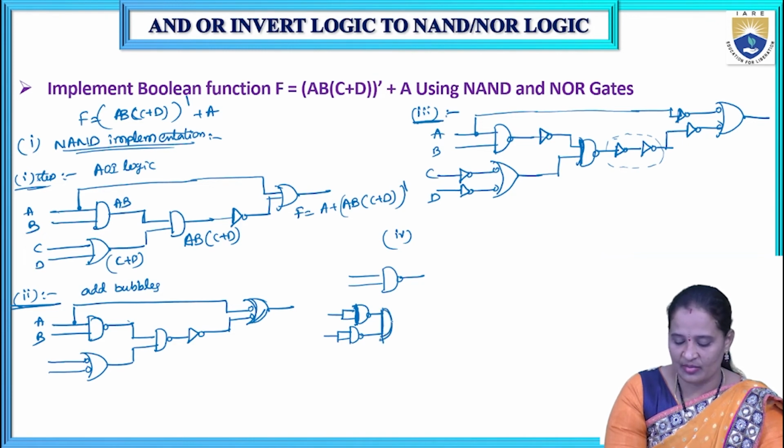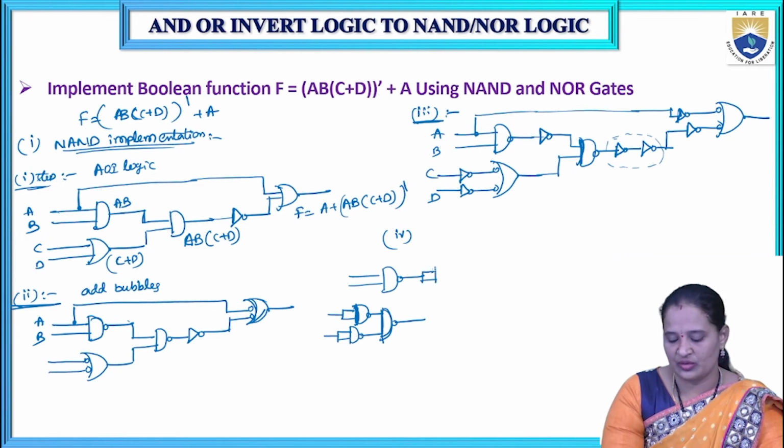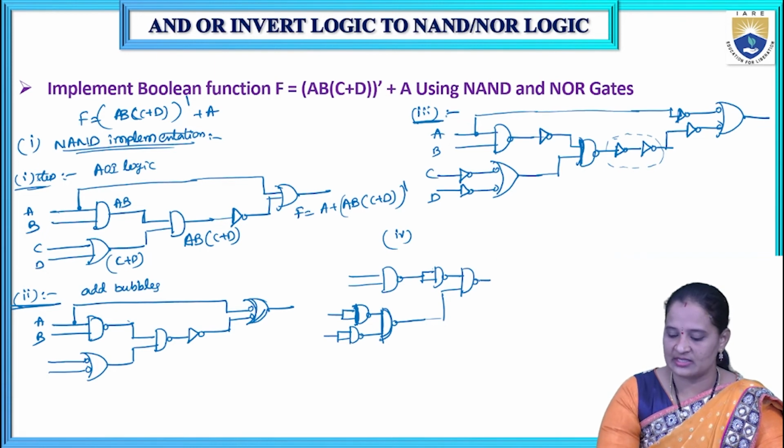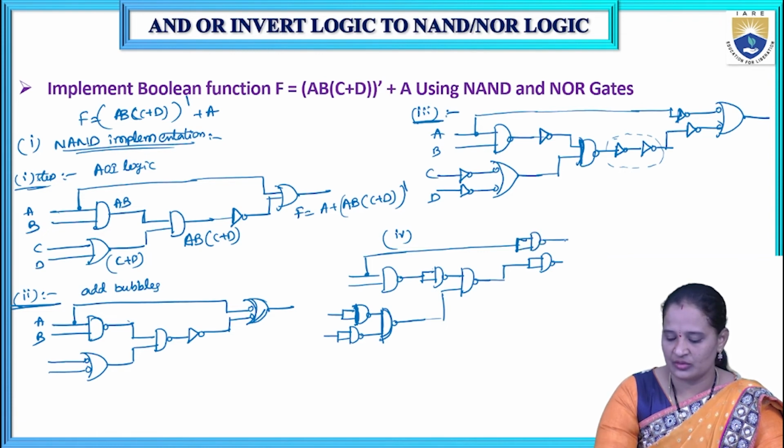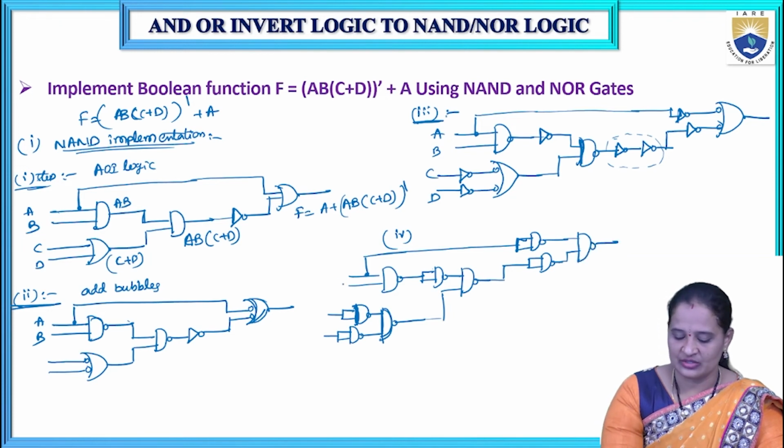We need to replace that bubble OR gate with a NAND gate, and anyhow we have an inverter here, so we need to use an AND gate. Then this line is eliminated, this double inversion is eliminated, and this inverter should be replaced with a NAND gate. And we have one more line which again has an inverter, so this bubble OR gate is replaced with a NAND gate. So this is the circuit with inputs A, B, C, D.